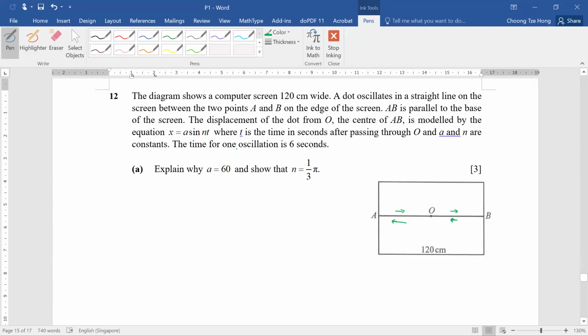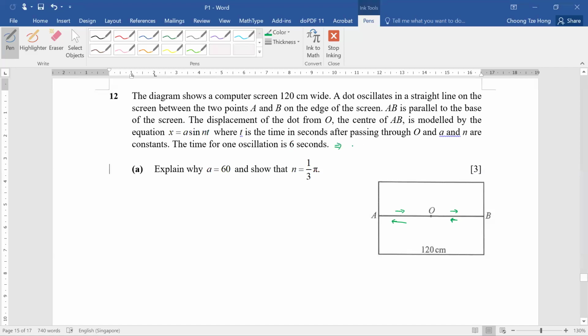So the time it takes for one complete oscillation, meaning let's say it starts at O, it goes to A, from A goes back to O, from O goes to B, and then from B goes back to the starting position O. So that is considered as one complete oscillation. In this case, the time for one complete oscillation is 6 seconds.